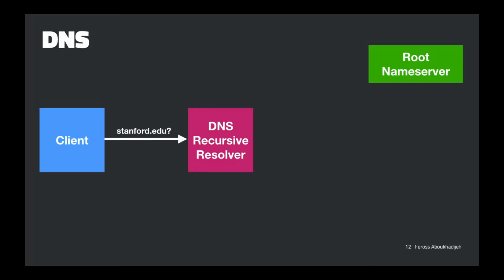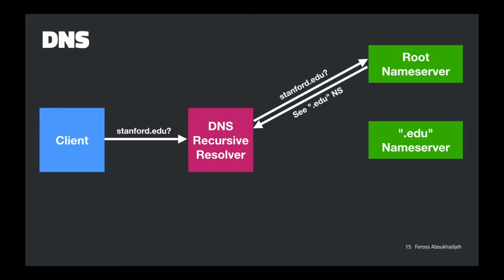There are these root name servers, which are hard-coded into every DNS resolver, and they're run by different organizations. The recursive resolver is going to ask the root name server for Stanford.edu. It doesn't know the answer because there's a problem with scale here: a single server can't keep the records for every single possible domain in the world. But what it does is delegate authority to another name server that's responsible for just a subset of the names. In this case, the EDUs are all managed by a different name server.